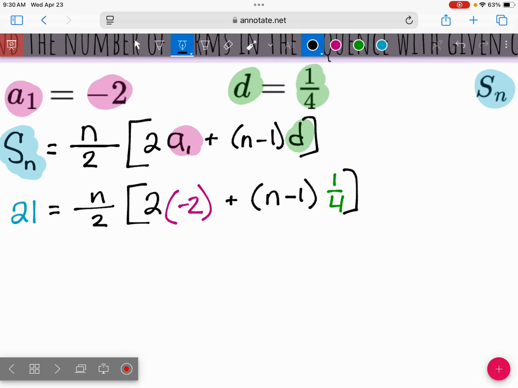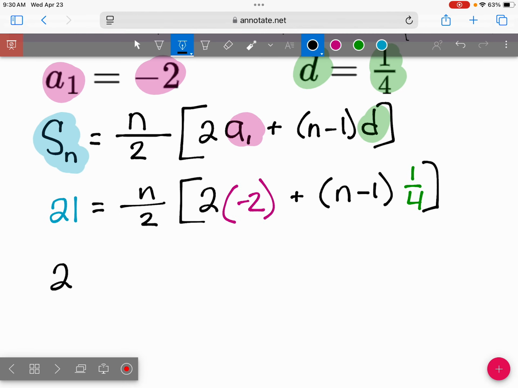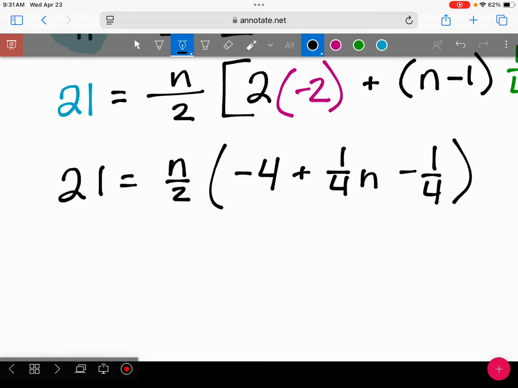Let's do a little simplifying because this is a hot mess of crazy. Got our 21 equals n over 2. 2 times negative 2 is negative 4, plus our 1/4 n minus 1/4. I'm going to switch this out for a set of parentheses now that we have way less grossness. What do we want to do next? Many options through.